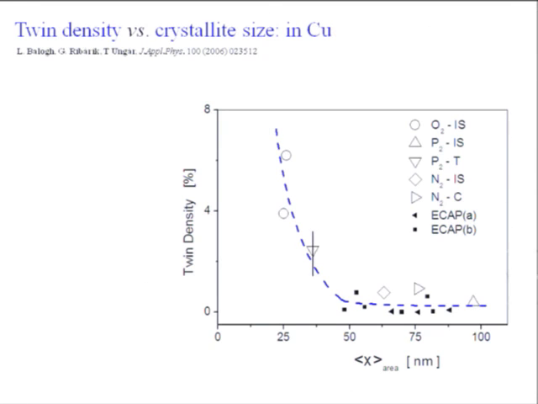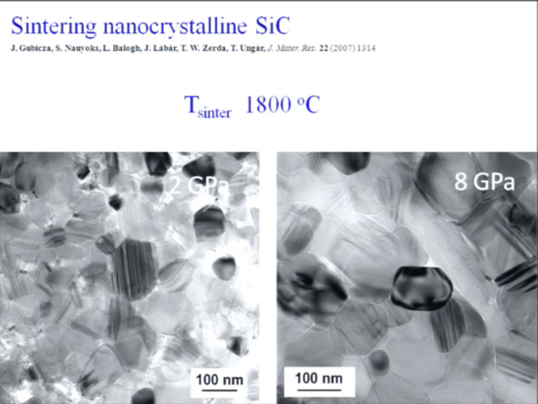And this is the conclusion of this exercise. If you plot the twin density as a function of, let's say, the crystallite size, then you see that as long as the crystallites or the grains or the subgrains are large enough, there is no twinning. Copper doesn't twin. But as the crystal size goes down below about 40 nanometers, then the twin density starts to increase strongly, because to create a dislocation needs a much larger energy.